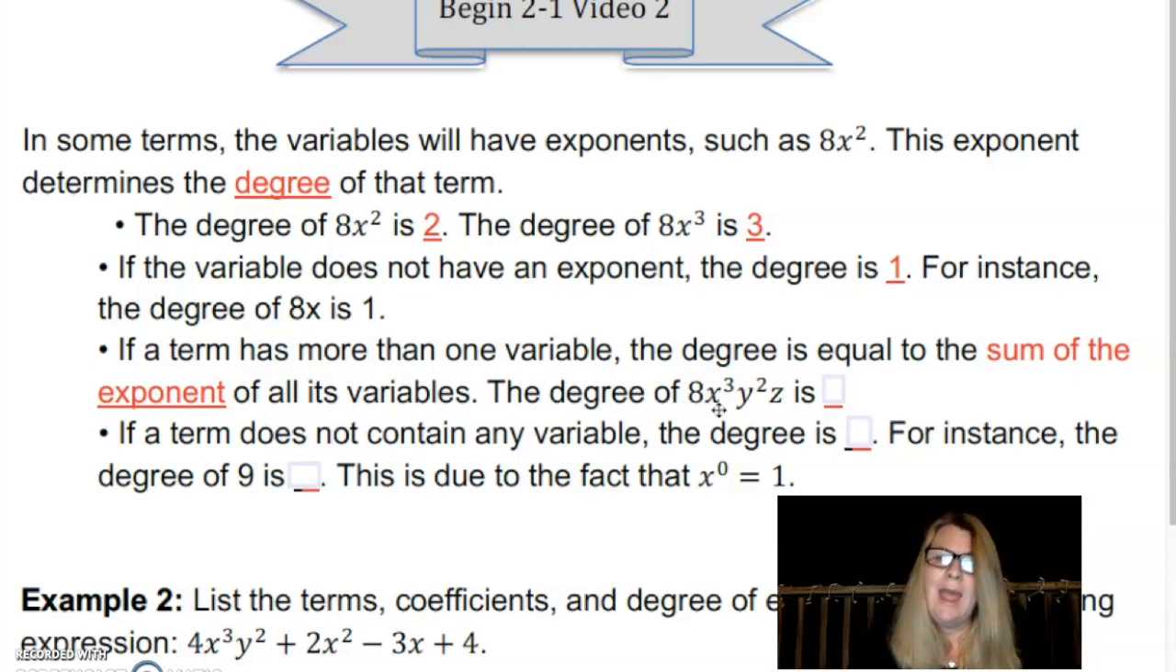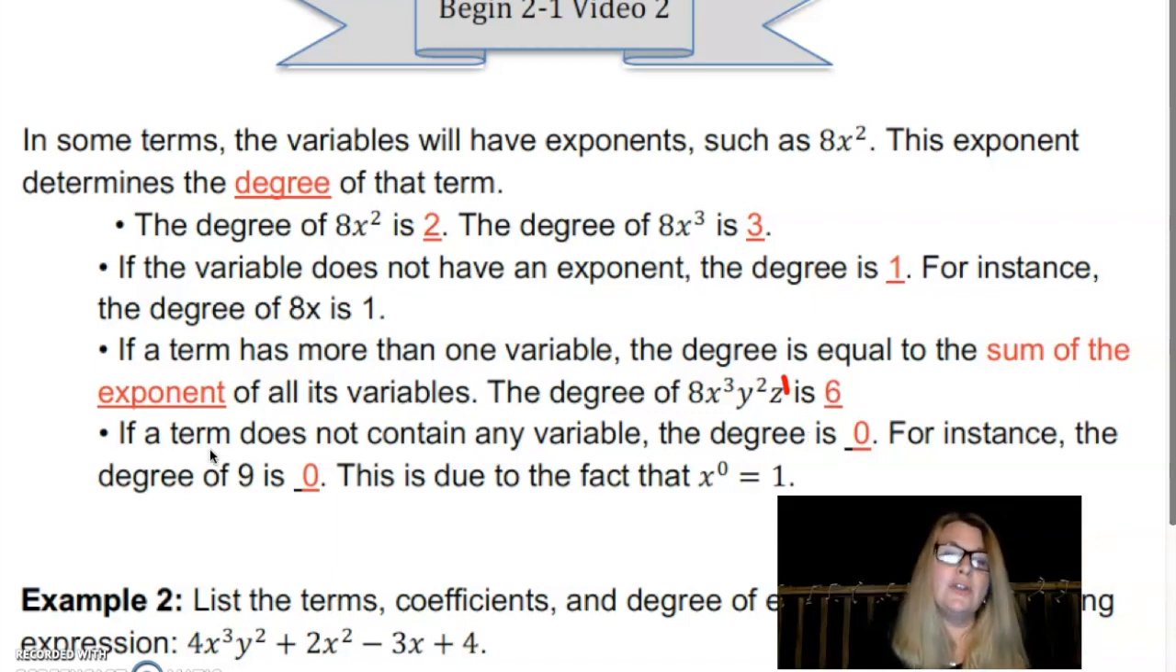We have 8x to the third, y to the second, z. Now, we want to know what is the degree of this term. Well, we've got 3 and 2, and there is no exponent on the z, but go up here and recall that the degree then is understood to be 1. So if you see a variable and we're talking about degrees, you might want to go ahead and write in the understood 1. So 3 plus 2 plus 1 is 6.